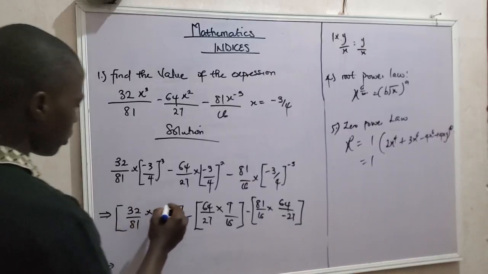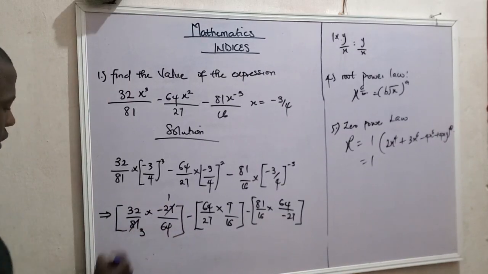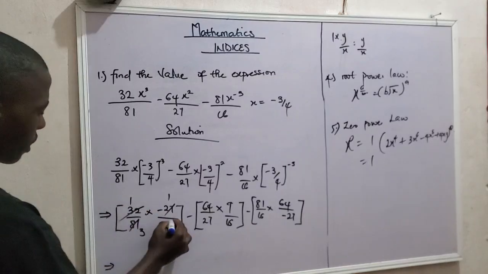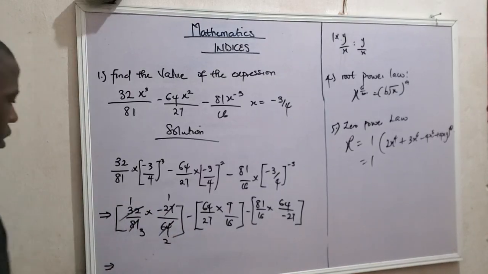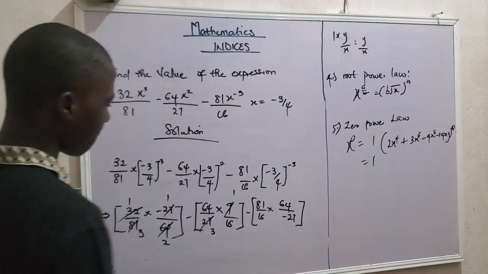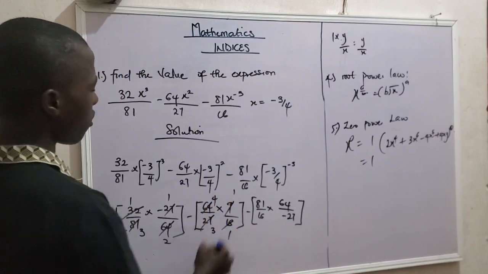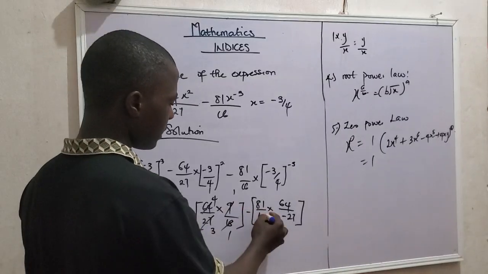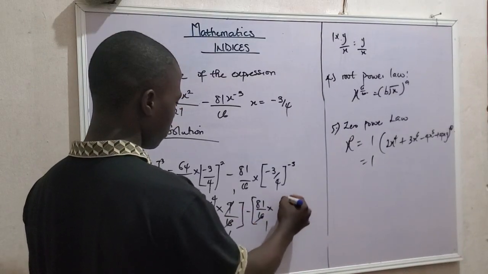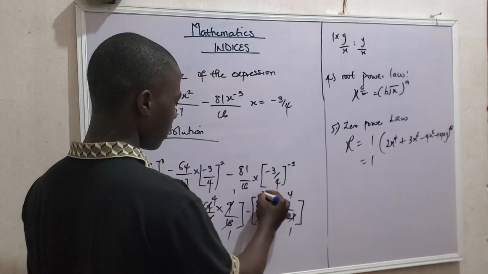So what can go here? 27 gives us 1 and 3. 162 gives us 2, and 6 gives us 1. 9 gives us 1 and 3. 16 gives us 1 and 4. 16 gives us 1 and 4 also. 27 gives us 1 and 3.